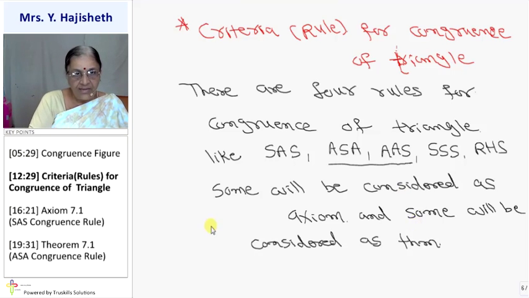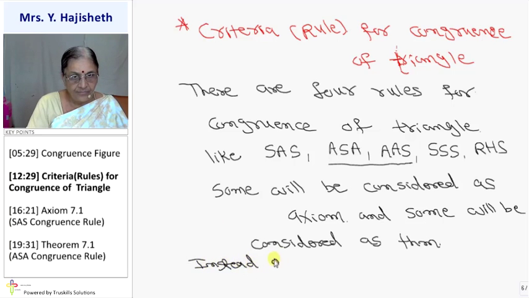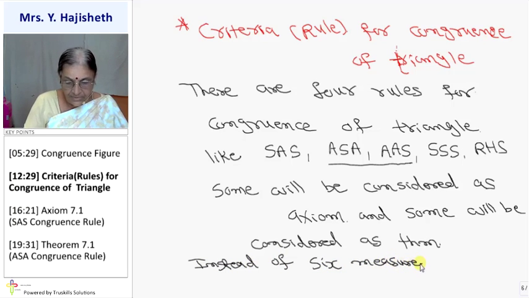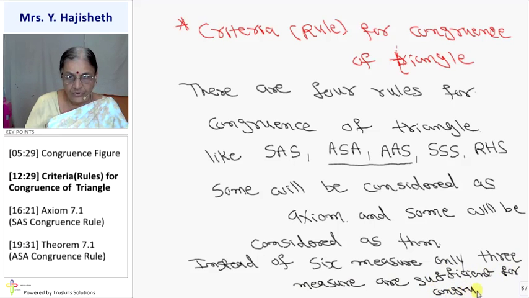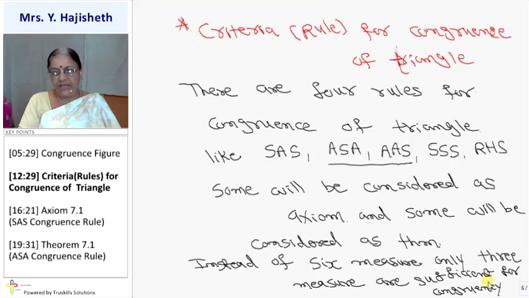And instead of 6 measures in these rules, as you said, we have included only 3 measures. 6 measures, 3 sides and 3 angles. These rules cover only 3 measures. Instead of 6 measures, only 3 measures are sufficient for congruency of triangle, okay?